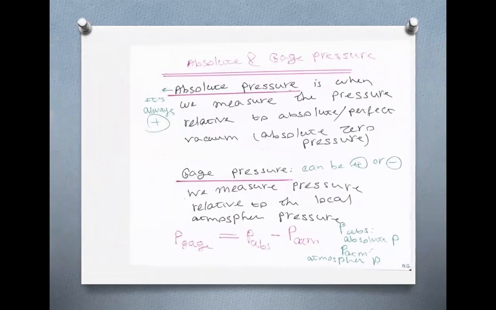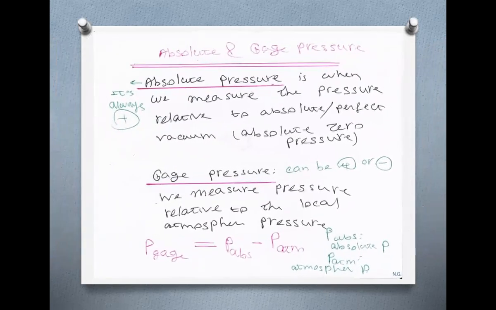Now we want to talk about absolute or gauge pressure, because throughout the course, as well as in fluids, you hear the word absolute pressure or gauge pressure. Absolute pressure is where you measure the pressure relative to what? Relative to perfect vacuum. Absolute zero. You cannot go lower than that in terms of pressure.